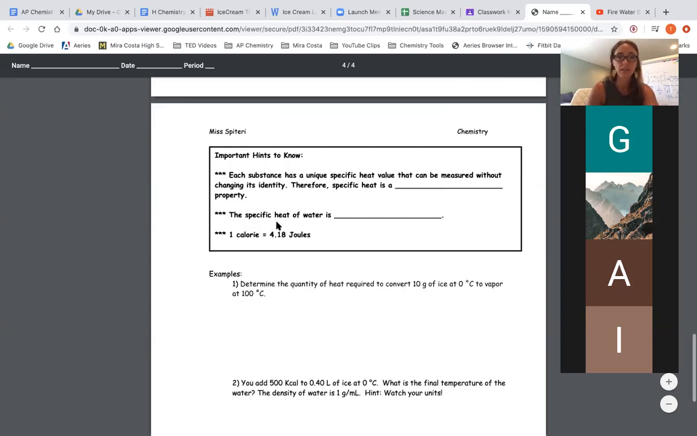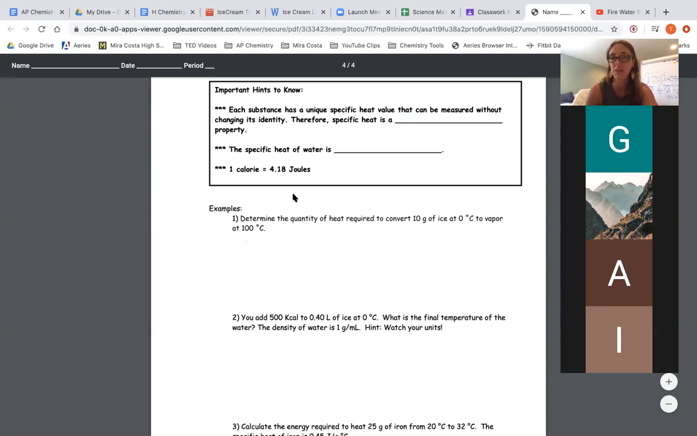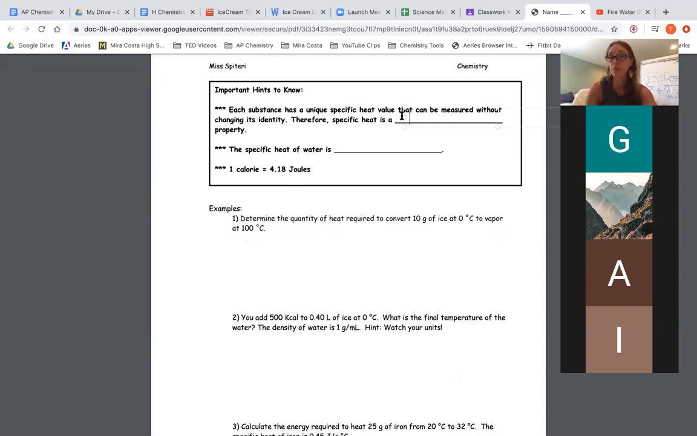So let's look at the last page here. It says important hints to know. Each substance has a unique specific heat value that can be measured without changing its identity. There's some labs that we would do. If we were in lab right now, I could have you actually measuring specific heats of unknown metals, and then I could give you a list of specific heats, and you should be able to identify the metal based on the specific heat that you've determined experimentally. So that's pretty cool, which means you can use specific heat to identify a substance, and that makes it a physical property, right? Just like density or melting point or boiling point, specific heat is a physical property that can be used to identify a substance.